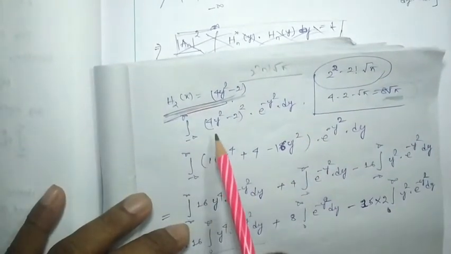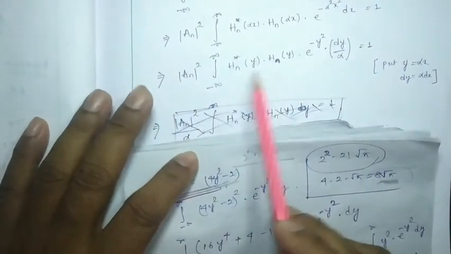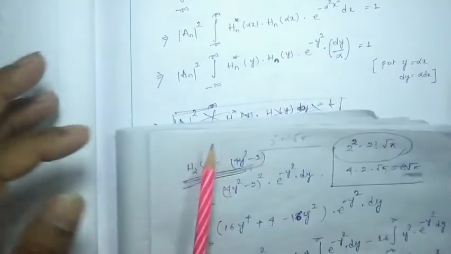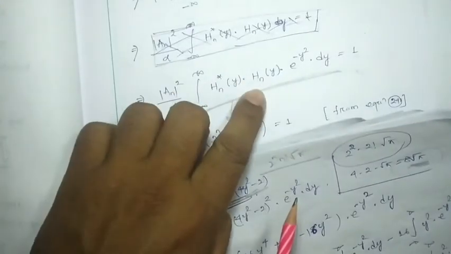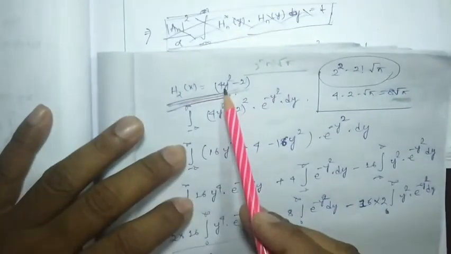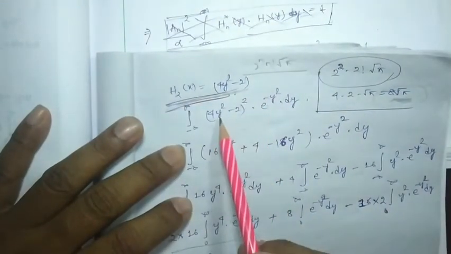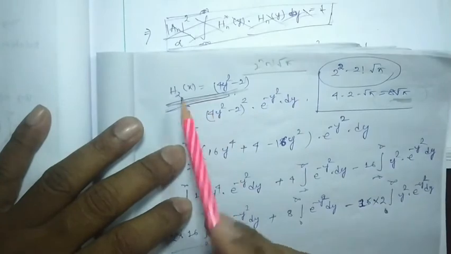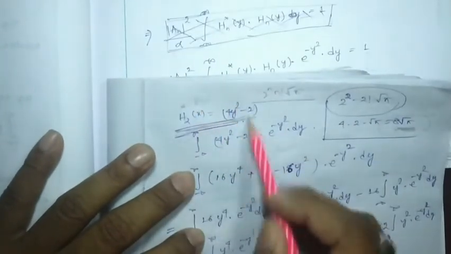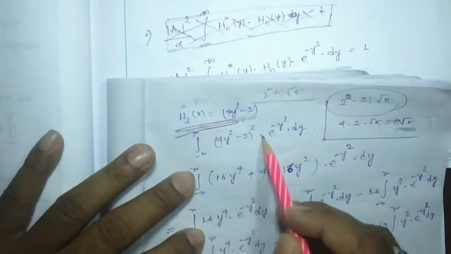So here, what is the thing? It is Hn star Hn into e to the power minus y square dy. Here H2(x) is equal to 4y square minus 2, so this will be H2 star H2. That means (4y square minus 2) whole square into e to the minus y square dy.